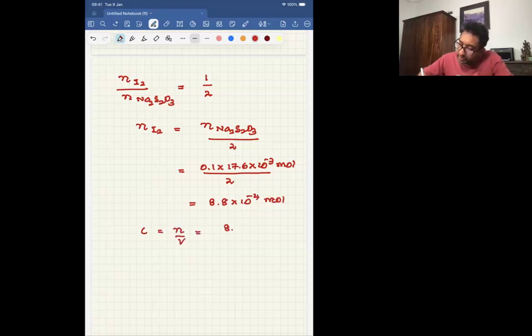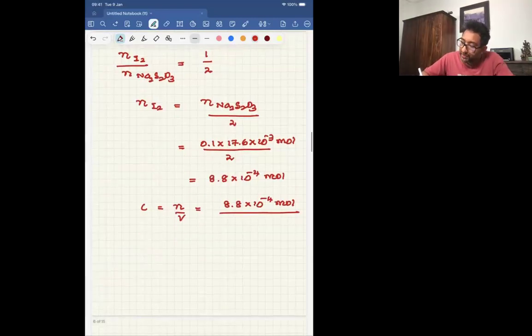What is the number of moles? 8.8 times 10 to the power minus 4 moles. Volume. What is the volume? Volume that you have taken is 25 times 10 to the power minus 3 cubic decimeters. So 8.8 times 10 to the power minus 4 divided by 25 times 10 to the power minus 3 is equal to 0.0352 moles per cubic decimeter.